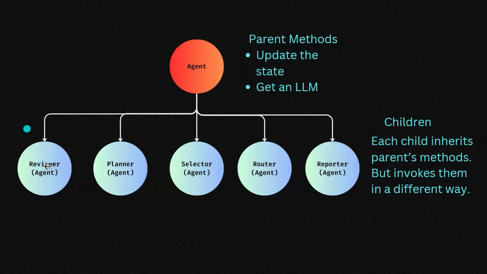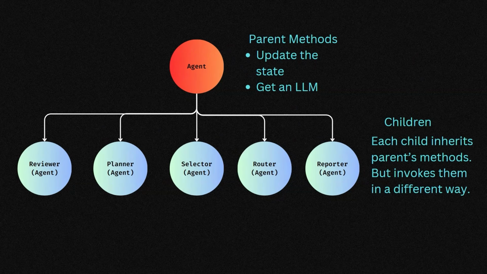So the reviewer agent can get an LLM based on the service it's using, and it can also update its state. And so can the planner, selector, router, and reporter. These are the children of that parent agent class. Where the difference is between the children is that they invoke their LLMs in slightly different ways, and that's due to the prompt templates they're using.